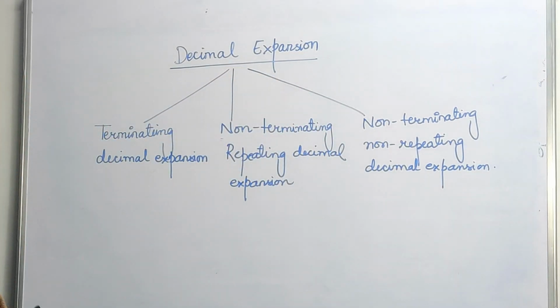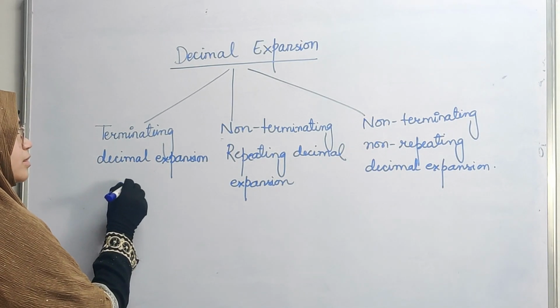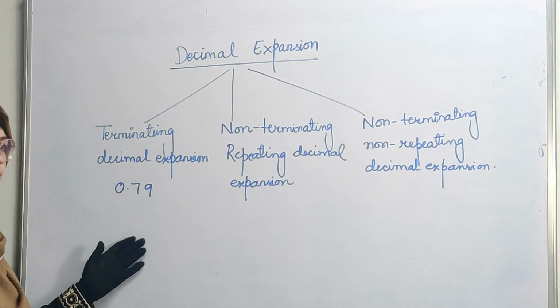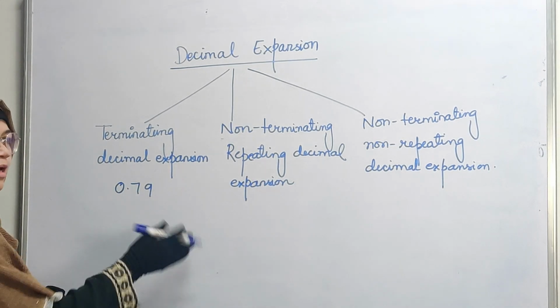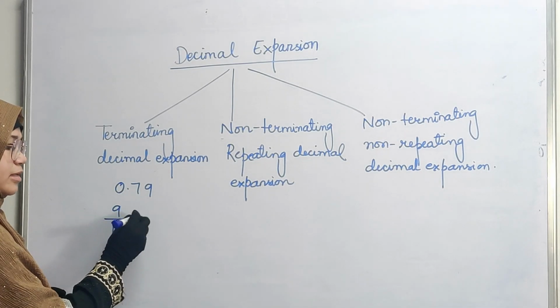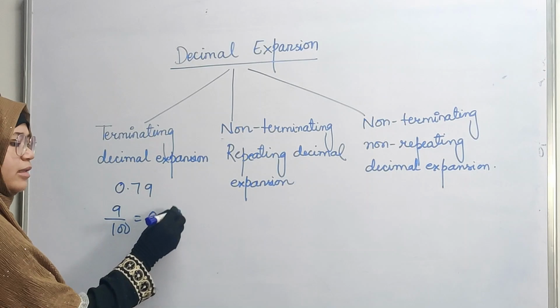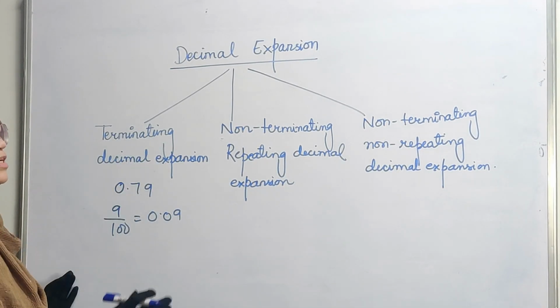So what is terminating decimal expansion? Terminating decimal expansion जो terminate हो जाए, जो रुक जाए. 0.79 यहाँ पे रुक गया, and you can say 9 upon 100 is equals to 0.09. तो यहाँ पे रुक गया, terminate हो गया. That is known as terminating decimal expansion.